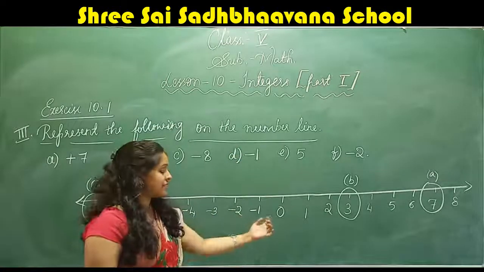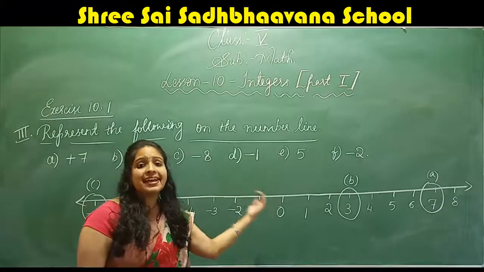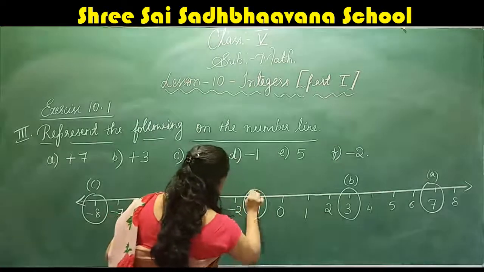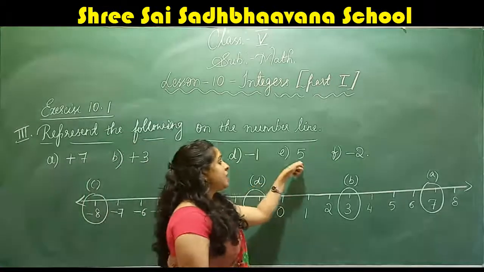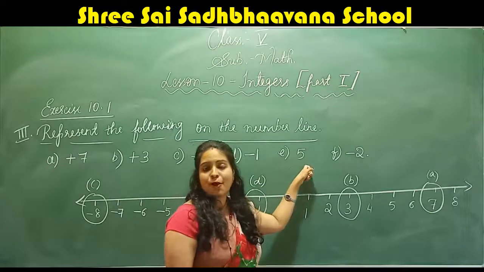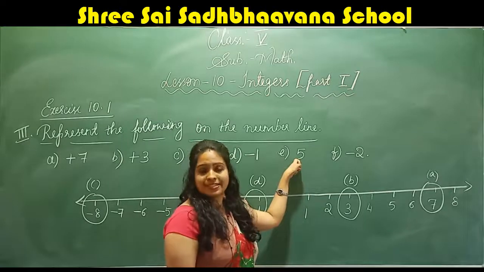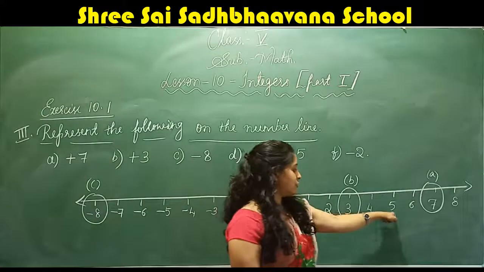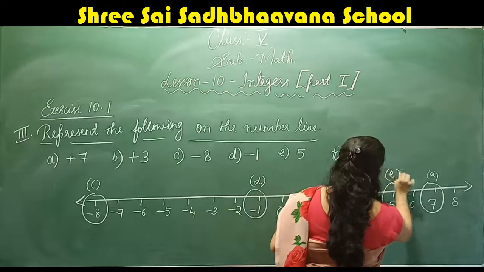Next, D, -1. Where we have to see? Right side of the 0 or left side of the 0? It is the negative 1. So we have to find it on the left side of the 0. So the -1 is here. This is the D answer. Okay. Next, E, 5 is given. Which 5 is it? Negative or positive? This is positive. If there is no sign, it is understood that it is a positive integer. Where can you see 5? 5 is here. So, answer is here.